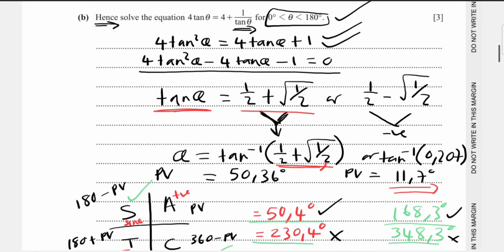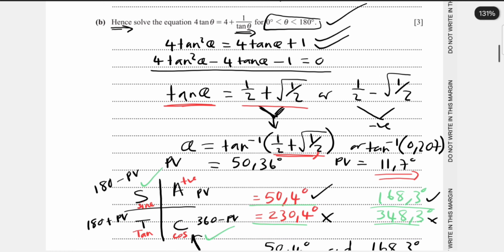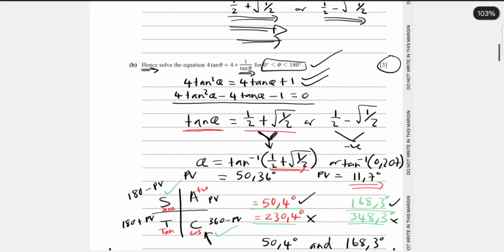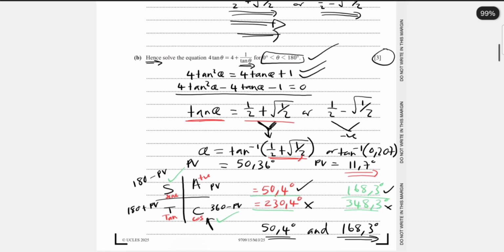But if the range was saying from 0 to 360, we would have considered all our four answers, right? And with that, you get your 3 marks, and you'll be done with number 3. All right.